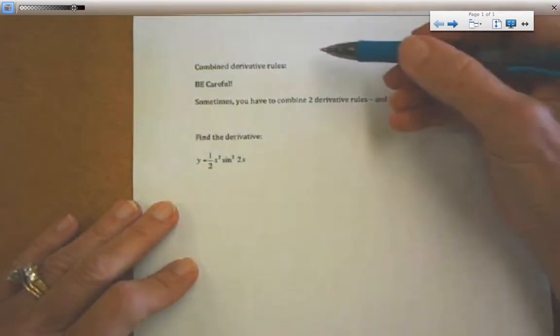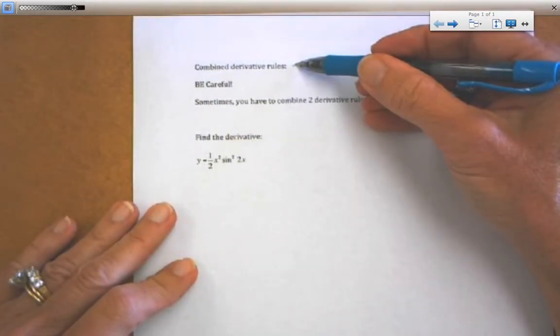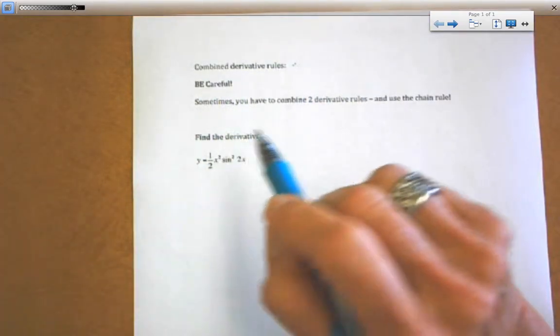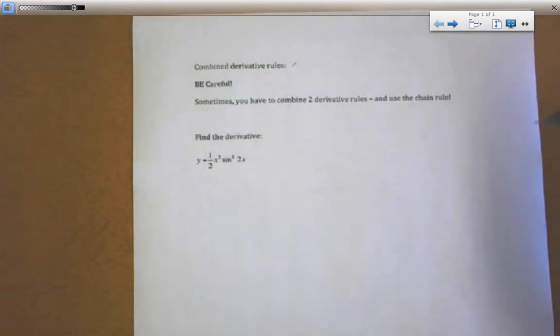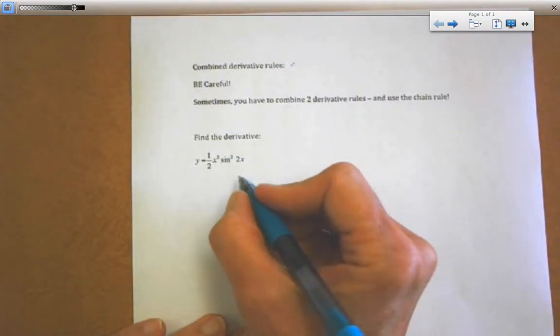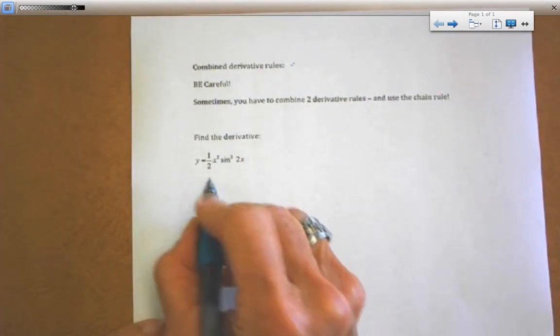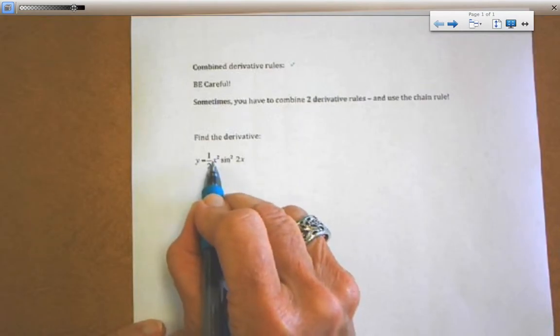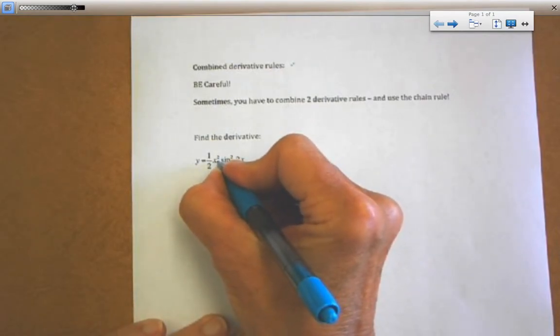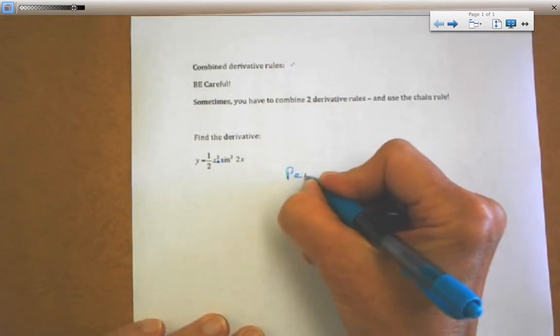As we talked about today, sometimes we have derivative rules that are combined. So be careful, recognize when there's two things going on to a function. If there's a product or a quotient, you have to take the derivative with that rule while using the chain rule. Let's look at this example. All right, there are two functions here, 1/2 x squared and sine 2x squared. They're multiplied, so I'm going to use the product rule.